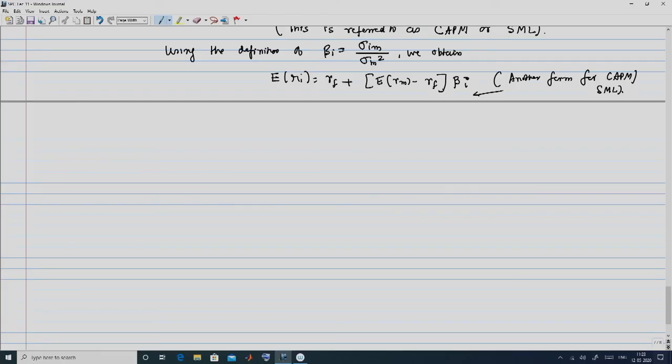In order to justify that this has some relation with the pricing of an asset, I am going to have a qualitative discussion of how this is related to assets being priced correctly. For that we will look at the scenarios of when the asset is overpriced and when the asset is underpriced, in the context of the form of CAPM or SML given in terms of beta i, that is the last equation that we have obtained here. All right. So, we discuss now over and underpriced securities.